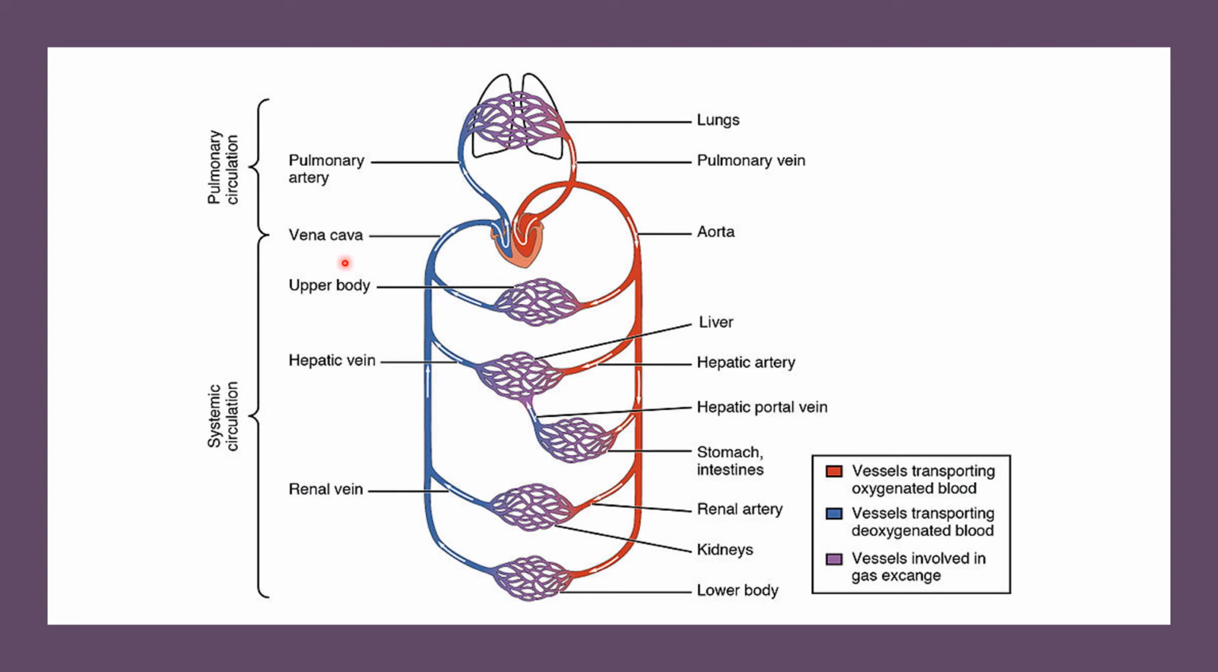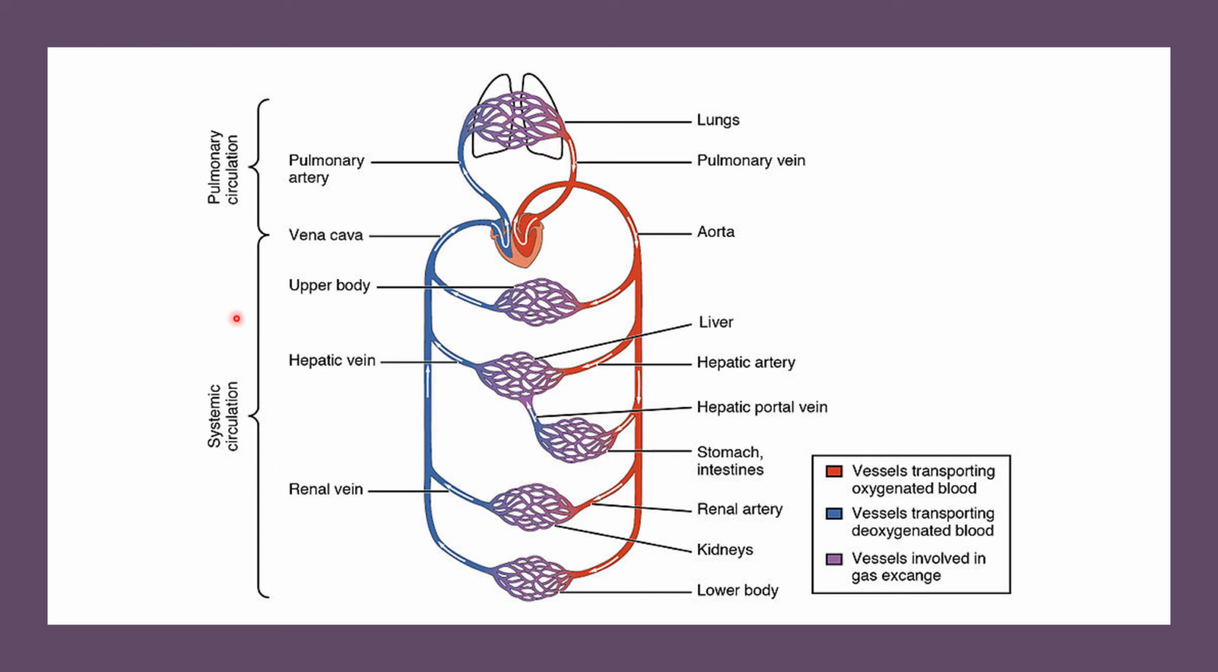Now we look at the pulmonary circulation diagram. Oxygenated blood from the lungs is carried to the heart through the pulmonary vein, and deoxygenated blood from the heart is carried back to the lungs to be oxygenated.